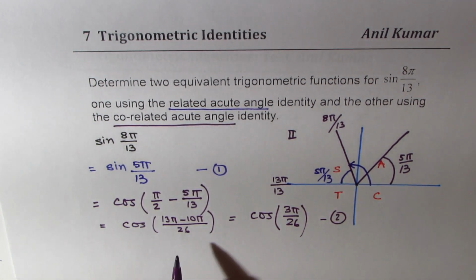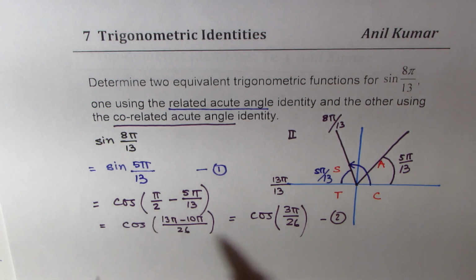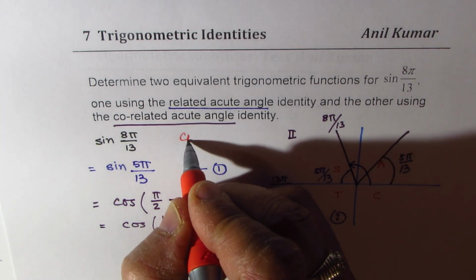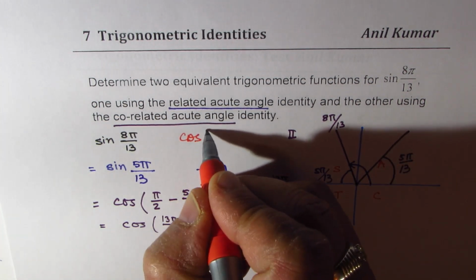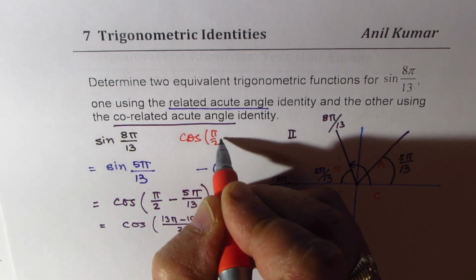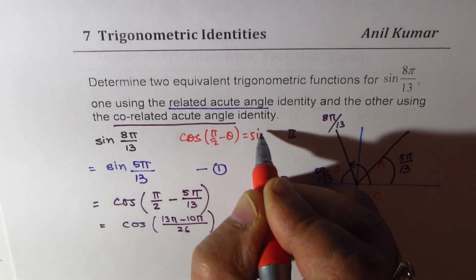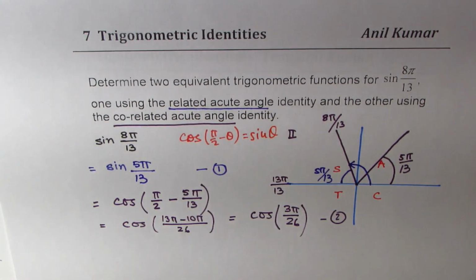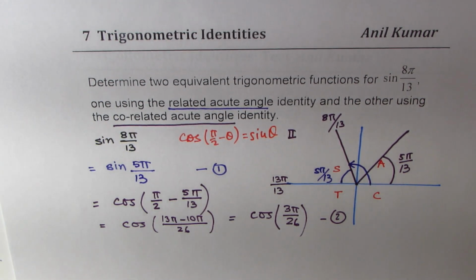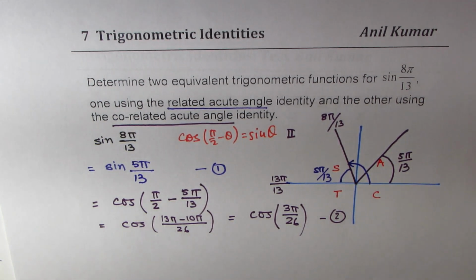So for correlated, you have to write in terms of cos, and the identity used is cos of pi by 2 minus theta equals sine theta. Perfect. And sine 5 pi by 3 is used here. So that is how you're going to do it. So I hope it is absolutely clear.